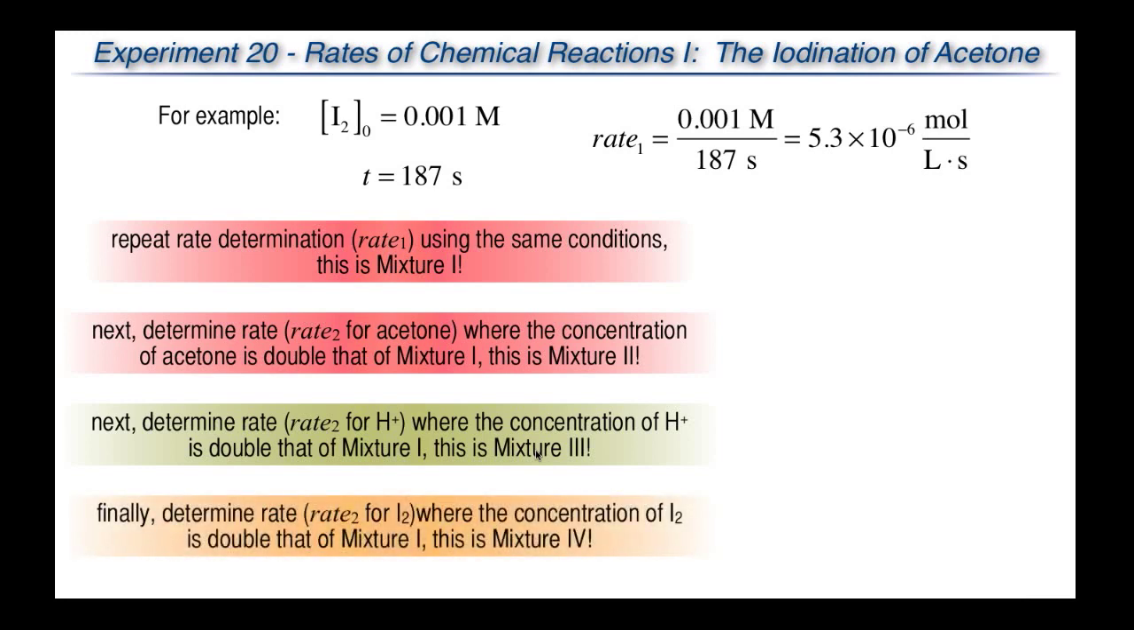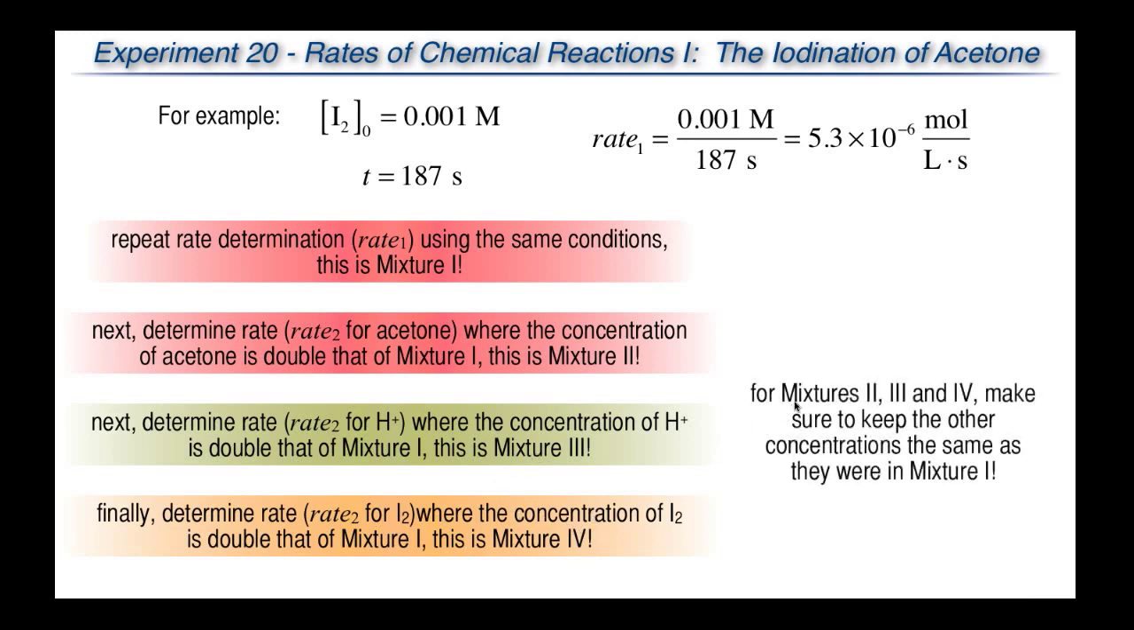And then lastly, you'll determine the rate where we're going to double the concentration of iodine over what it was in mixture 1. Okay. Again, you're going to do this twice, and this is what your lab manual is referring to as mixture 4. So again, for mixtures 2, 3, and 4, make sure to keep all the other concentrations the same as they were in mixture 1.